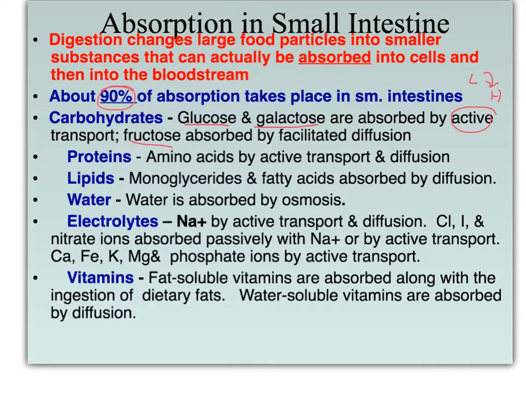Fructose, which is another simple sugar, however, is not as present in the cells, but it's still too big to just pass right through, so it goes through a process called facilitated diffusion, where it needs a channel protein in order to pass by the membrane. Don't worry too much about these terms, active transport, diffusion, facilitated diffusion. That's not going to be the emphasis. Just know that all of these substances are going to go right into the membrane through the small intestine.